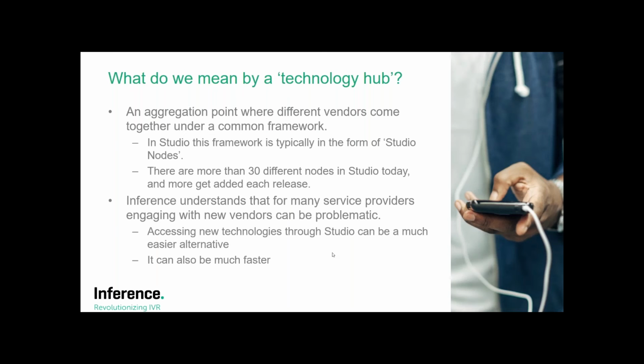All right. So Inference basically only works with carriers. We understand that many service providers engaging with new vendors out of the market can be problematic. A lot of these cloud technologies are relatively new, and in some cases you're not sure how long they're going to be around, you're not sure about the quality of the services, you're not sure whether the feature set roadmap is going to map what you want to use. And so accessing new technologies through Studio can be a much easier alternative for a lot of service providers, and it can also be a lot faster.